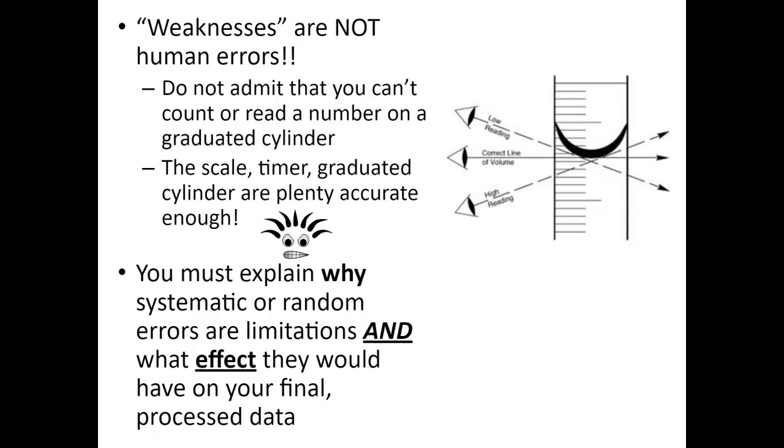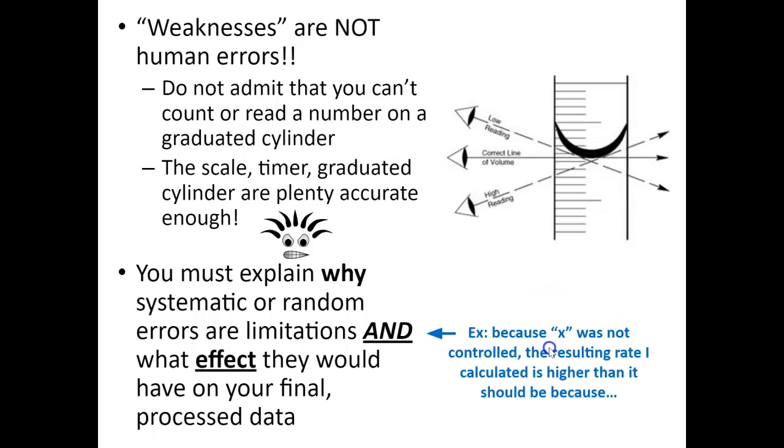The key thing to this section too is not only do you need to explain why these errors are limitations to your lab, but you also have to explain what effect they would have on your final process data. So did they have a big impact, a small impact, and overall, what impact? Did it increase the rate? Did it decrease the rate? Again, how did it impact your final process data?